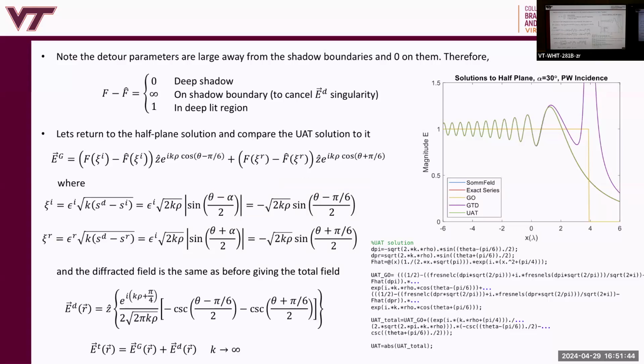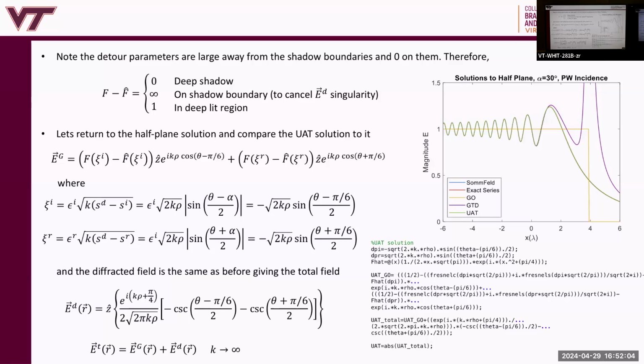The diffracted field is exactly the same as before because UAT does not modify the diffracted field. It modifies the incident field with the same singularity but opposite to the one the GTD diffracted field has. This diffracted field has this singularity, right? With the modification of the incident field, we're going to cancel that out.